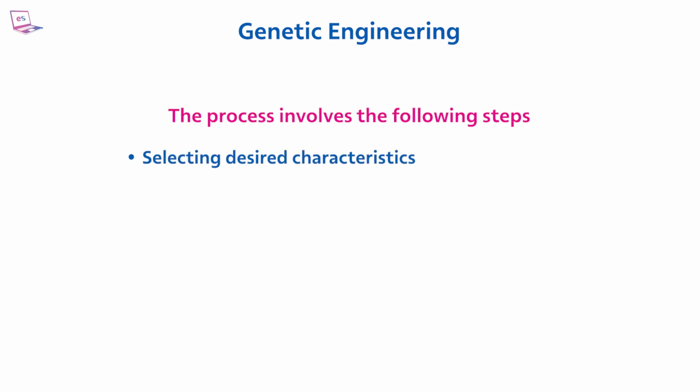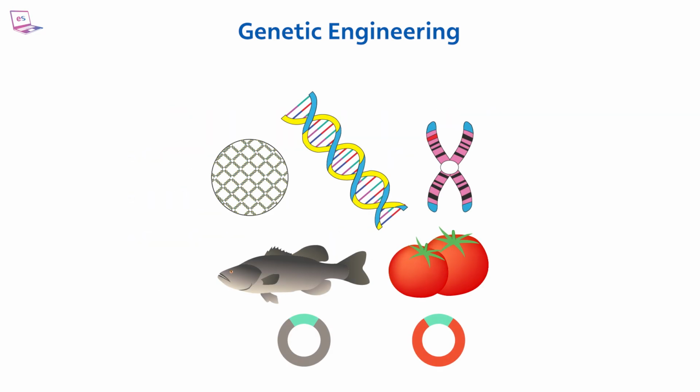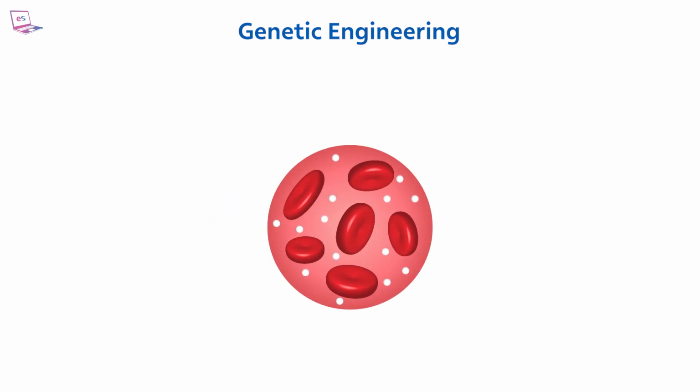Selecting desired characteristics. Cutting out the responsible gene. Transferring and inserting it into another organism. Replicating the modified organism. Genetic engineering involves artificial transfer of genetic information. For example, bacterial cells have been genetically modified to produce human insulin, which is used to treat diabetes.